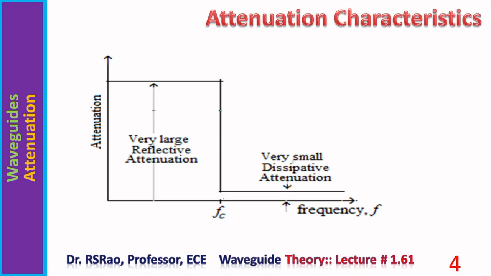When frequency of the wave is less than cutoff value, fc, then it attracts a huge amount of attenuation. It is called reflective attenuation. However, when frequency is more than cutoff value, the wave is able to travel through the waveguide, and while traveling, its amplitude keeps on falling. However, this fall is very small. It is called dissipative attenuation. Here you can see that compared to reflective attenuation, dissipative attenuation is negligibly small.